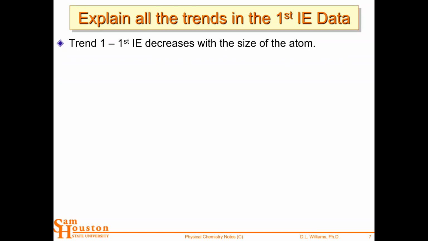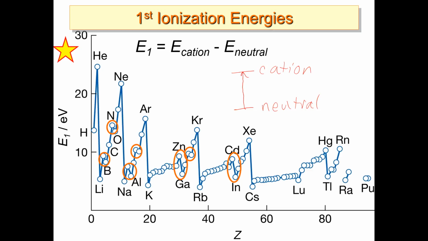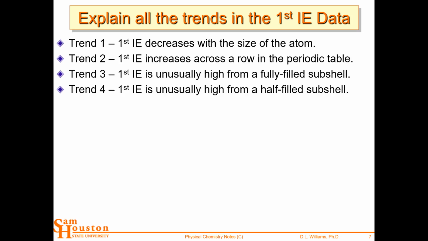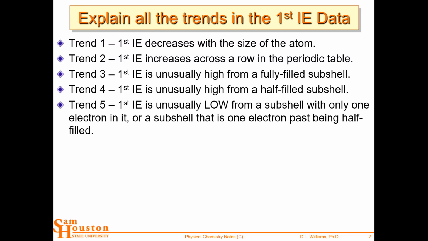These are some of the wiggles you see in the data. You see these orange circles identifying some funny business going on within a row. It seems from the data that the first ionization energy is unusually high for a fully filled subshell. Whenever you get a fully filled subshell, you have an unusually high ionization energy, and from a half-filled subshell, you also have an unusually high first ionization energy. And then you have an unusually low one when you go past that fully filled or half-filled subshell. So you go one electron past one of these stable configurations, and it's easy to pull that electron back off.